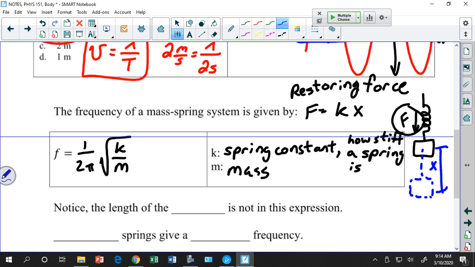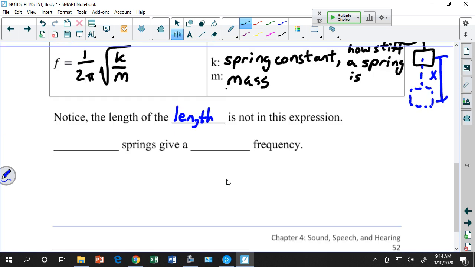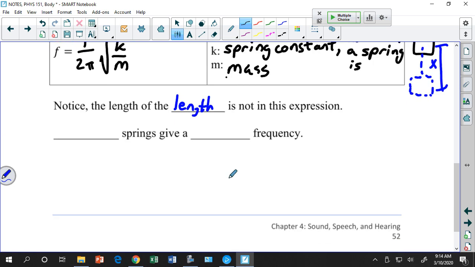Okay, so I want you to notice that the length of the spring is not in this expression. So if I have a longer spring, it doesn't really matter. It's really just dependent upon the material that the spring is made out of. And stiffer springs also give a higher frequency. We'll see that later.